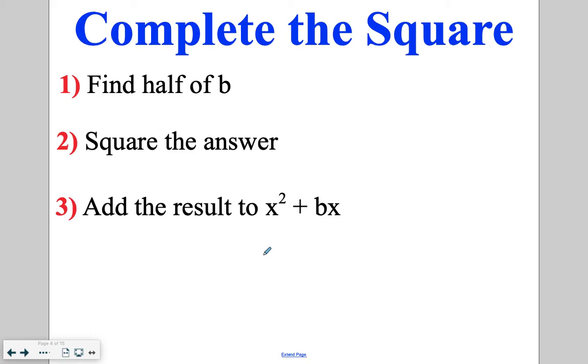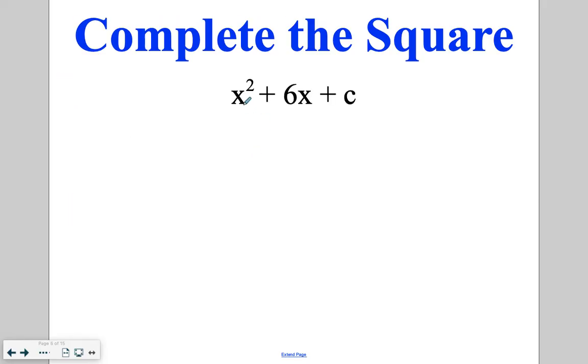When you are completing the square, your first job is to find the b value and cut that in half. So once you do that, you're going to square that answer, and then you're going to add that result onto the end of your original equation.